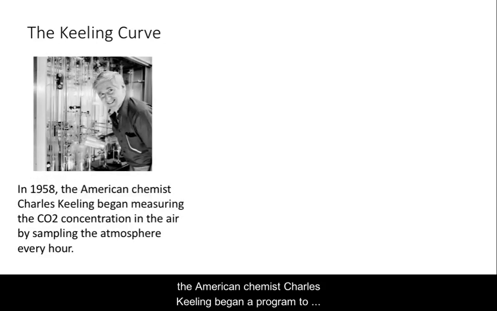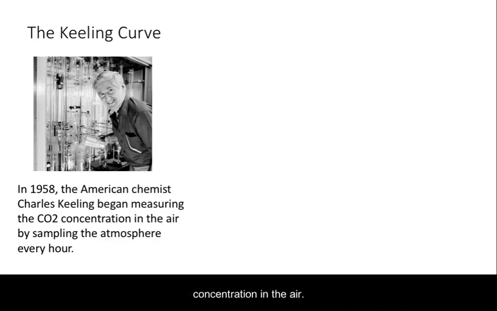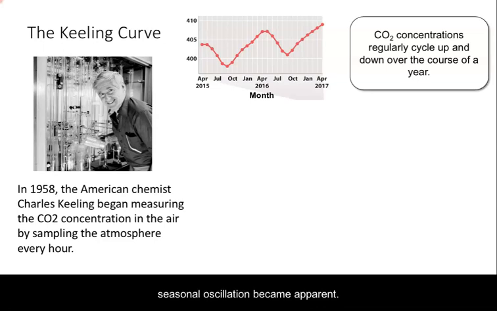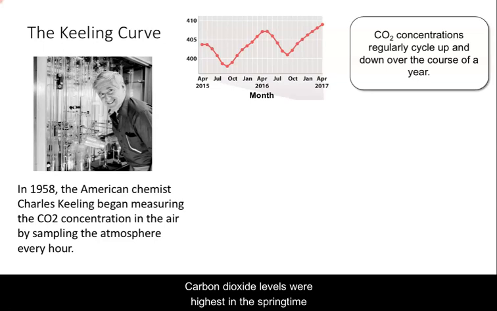In 1958, the American chemist Charles Keeling began a program to monitor the atmosphere by measuring the carbon dioxide concentration in the air. He set up 5 towers and sampled the atmosphere every hour with an infrared gas analyzer. Within the first few years of his project, a pattern of seasonal oscillation became apparent. Carbon dioxide levels were highest in the springtime and declined by approximately 6 parts per million by the early fall. And this seasonal pattern has stayed consistent over the past 50 years.